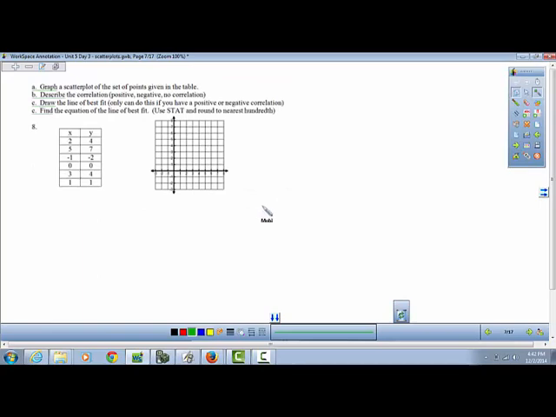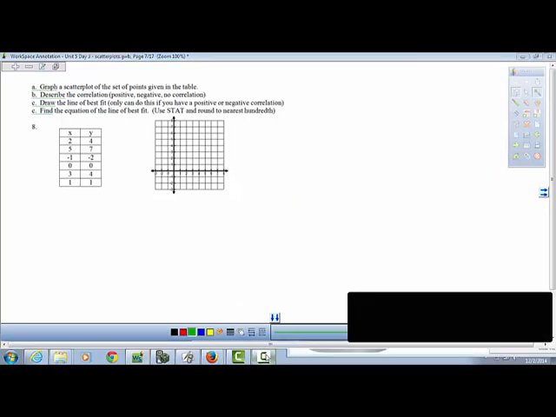On these, you need to graph a scatter plot of the set of points in the given table. Describe if the correlation is positive, negative, or no correlation. Draw the line of best fit. You can only do this if you have a positive or negative correlation. And then find the equation of the line of best fit. Use your stat and round to the nearest hundredth for each one. So go ahead and pause the video and then come back.